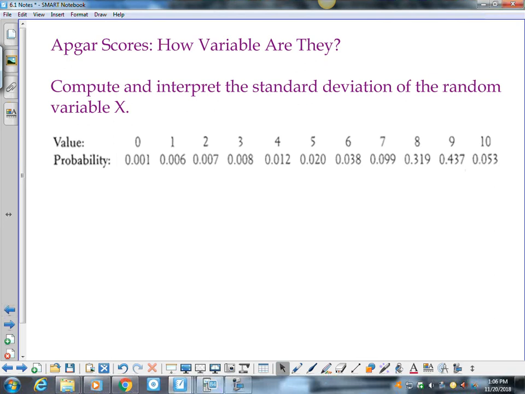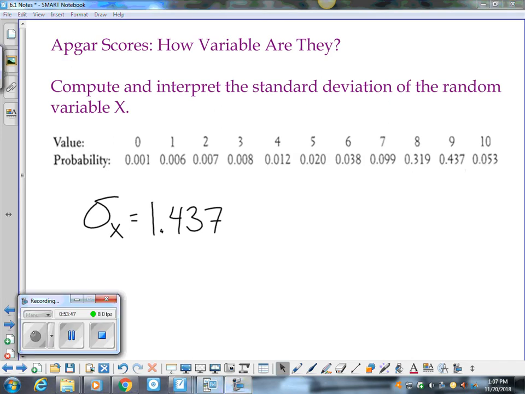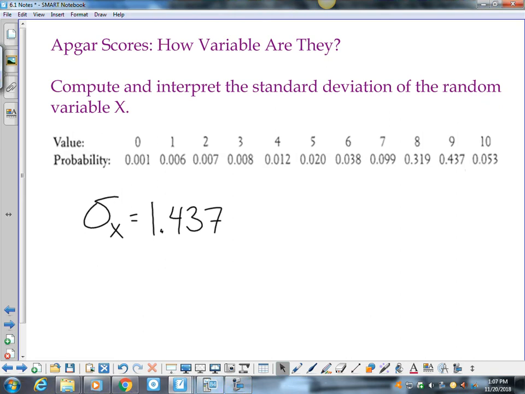Apgar scores. How variable are they? Compute and interpret the standard deviation of the random variable x. All right. It's already in there. What did you get in your calculator for your standard deviation? It should be sitting right there in your calculator. We just pointed to it. And I'm just going to go 3 decimal places. Okay, so we're going 3 decimal places.